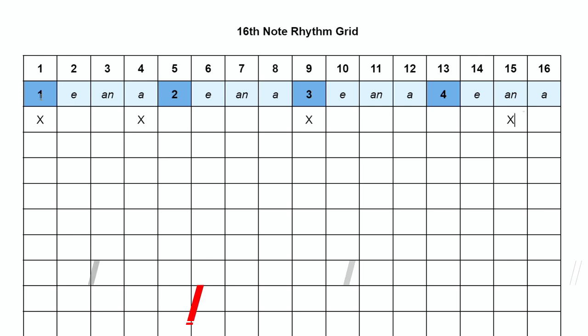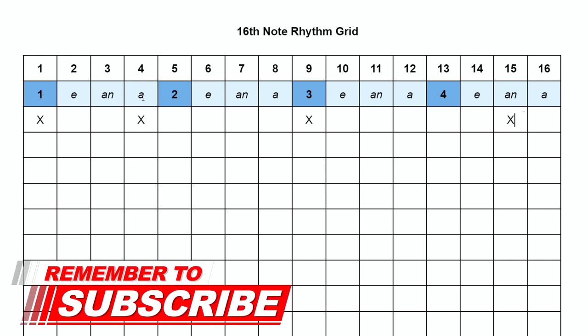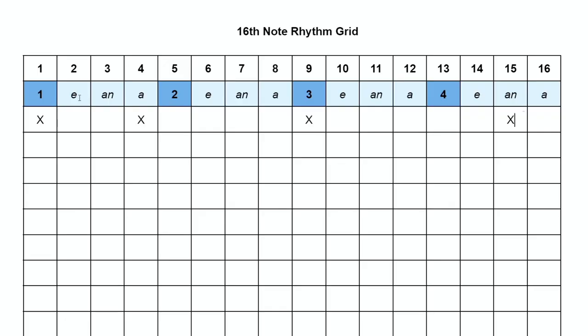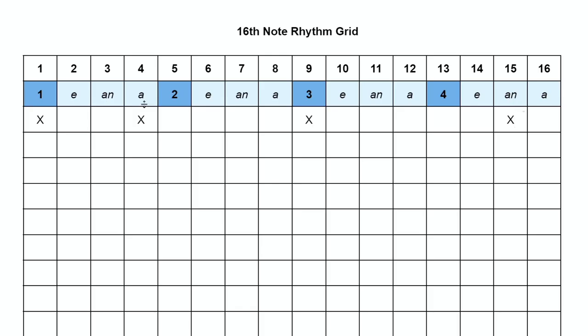Here we go. 1 e and a, 2 e and a. Let's just stick with that little section before we get the rest of it in. Let's try that again. Once again, we're going to count 1 e and a quietly, but we're going to shout or accent the ones that have an X under. Check it out. 1 e and a, 2 e and a. Again. 1 e and a, 2 e and a.